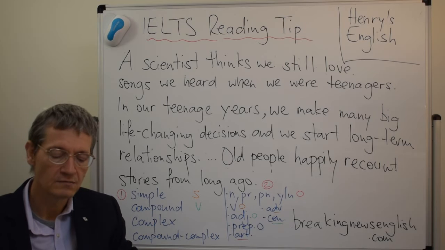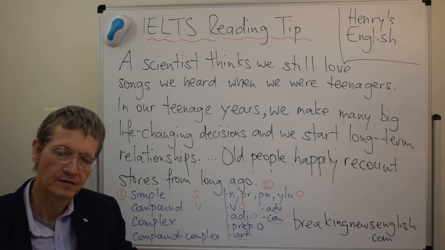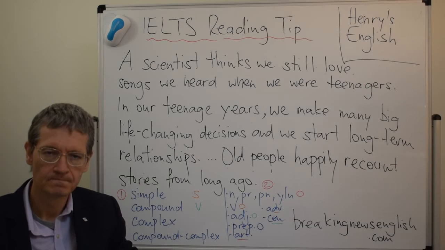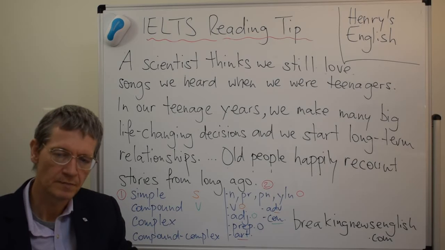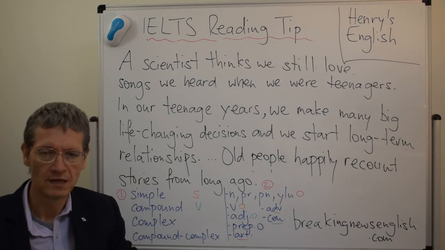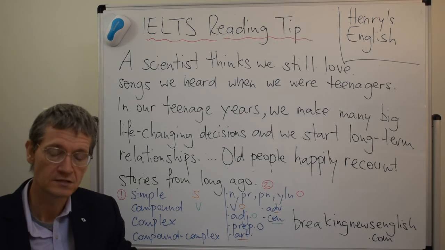Now, a compound sentence has 2 independent clauses. For example, I have a brother and I have a sister. So I have a brother is independent, I have a sister is independent, joined by a conjunction, and. Now you wouldn't normally say that. You would normally just say, I have a brother and a sister. And that is actually a simple sentence.